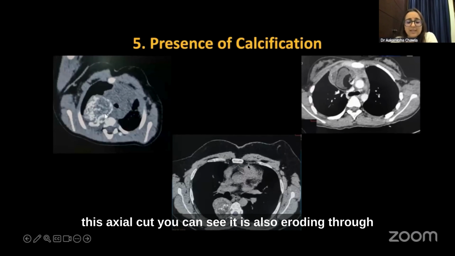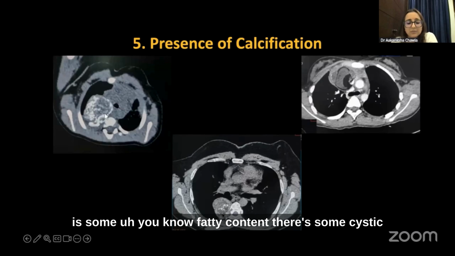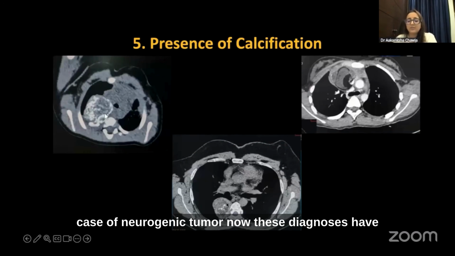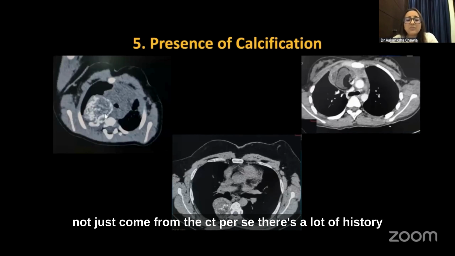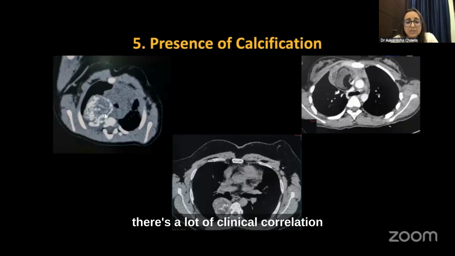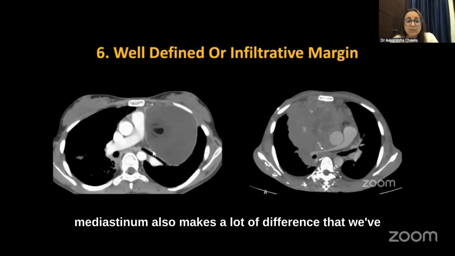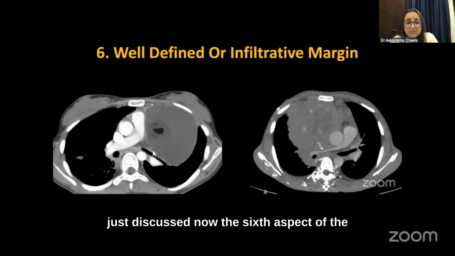Another lesion in this axial cut, you can see it is also eroding through the vertebral body. There's some calcification, there is some fatty content, there's some cystic lesions here. So this was a case of neurogenic tumor. Now, these diagnoses have not just come from the CT per se. There's a lot of history, there's a lot of clinical correlation, and the presentation of the patient. The area of the mediastinum also makes a lot of difference that we've just discussed.